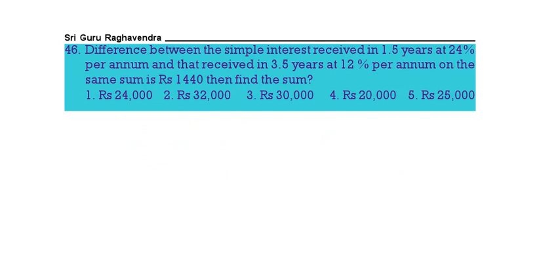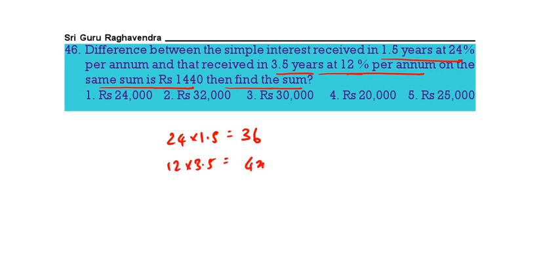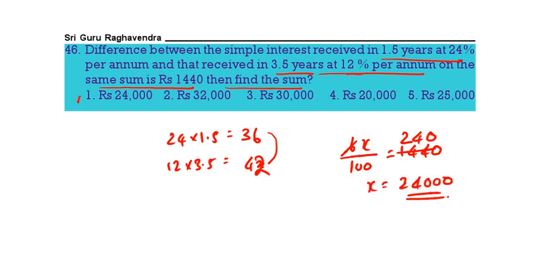The difference between the simple interest received in 1.5 years at the rate of 24% per annum and that in 3.5 years at the rate of 12% per annum is 1440. Find the sum. So 1.5 at 24%, 24 into 1.5, that is 36. Now 3.5 at 12%, 12 into 3.5, that is 42. The difference of 36 and 42 is 6x by 100, that is given as 1440. So x value is 24,000. 24,000 is the correct answer.